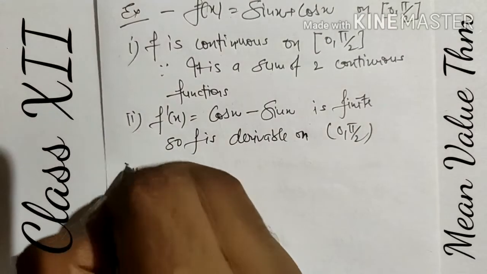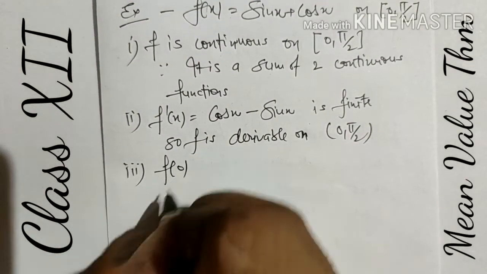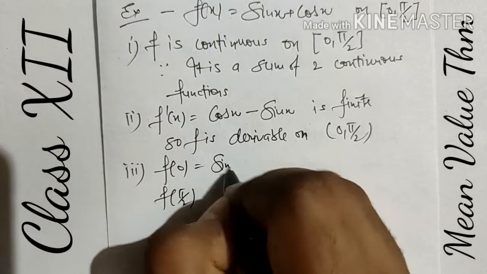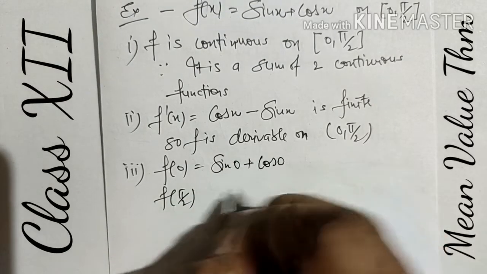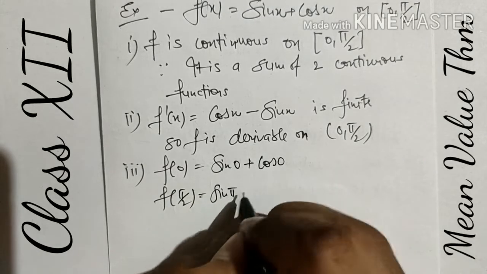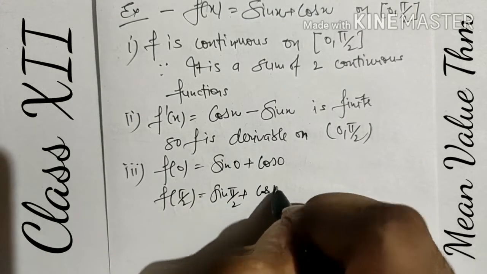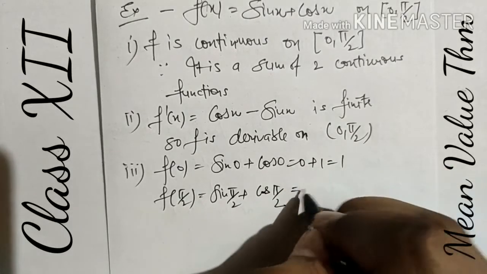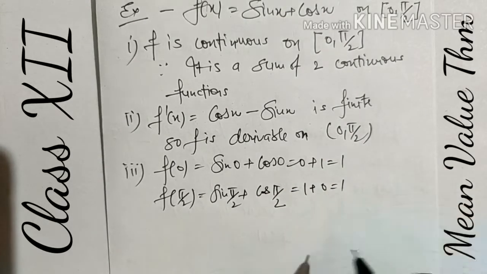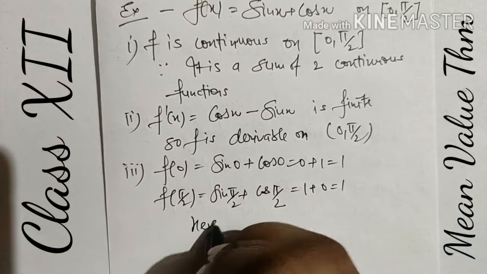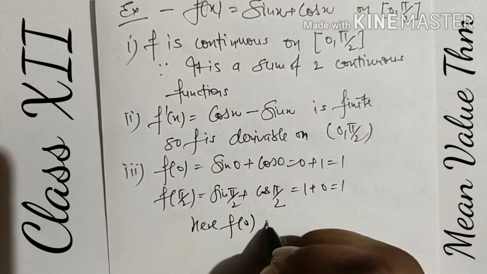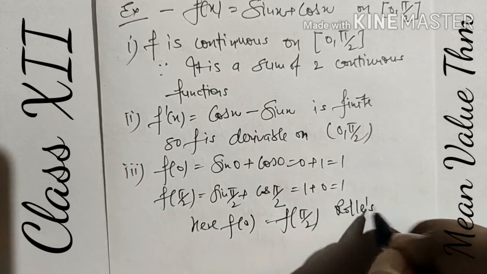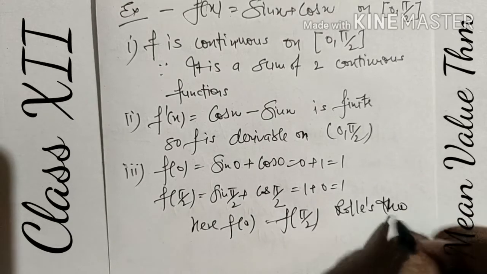Third condition, we have to check at 0 and at pi by 2 in the original function. It becomes sin 0 plus cos 0. It becomes sin pi by 2 plus cos pi by 2. Sin 0 is 0, cos 0 is 1, sin 90 is 1, cos 90 is 0. Here both the values are same. It means Rolle's theorem is applicable.